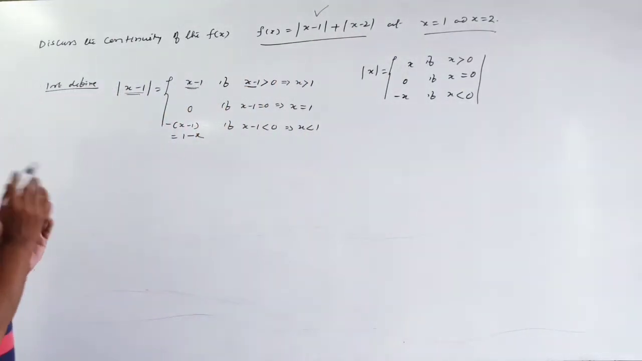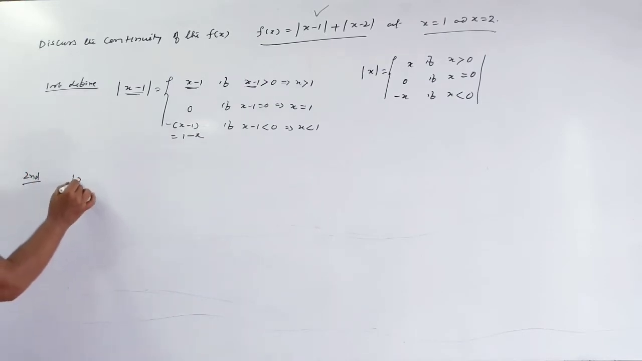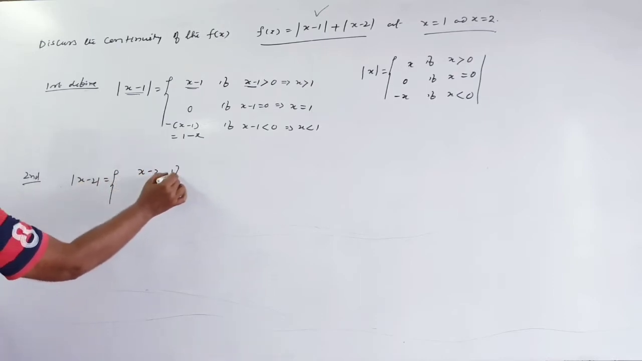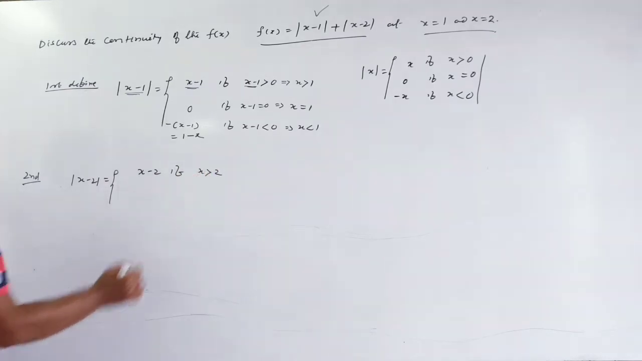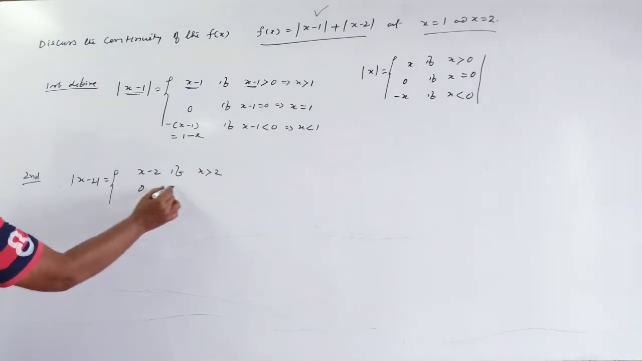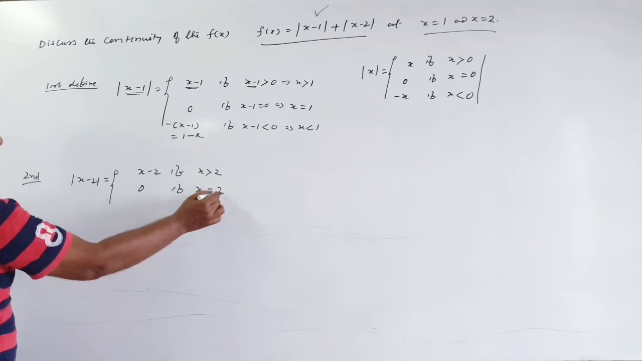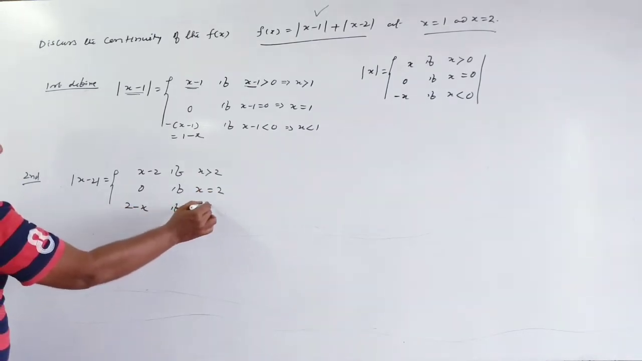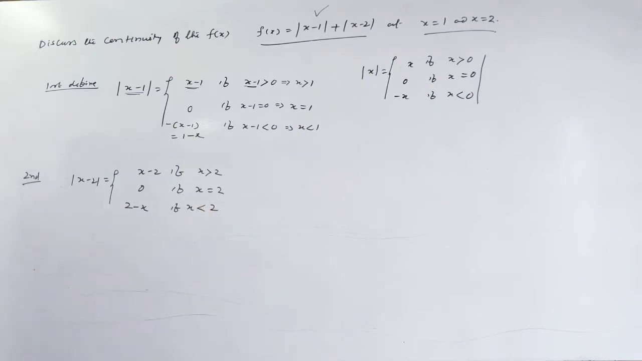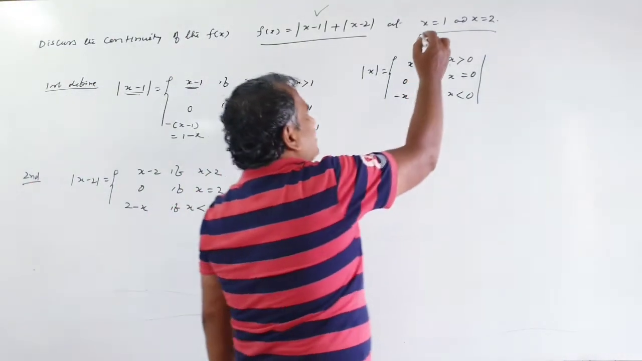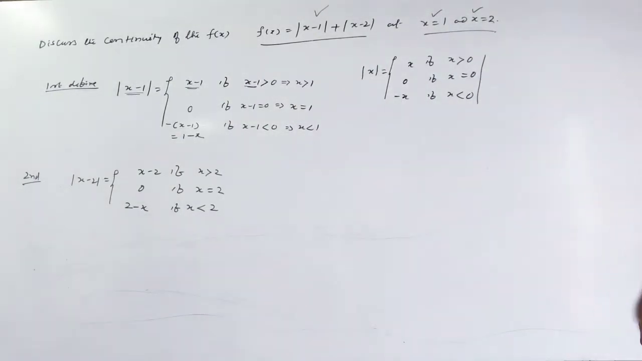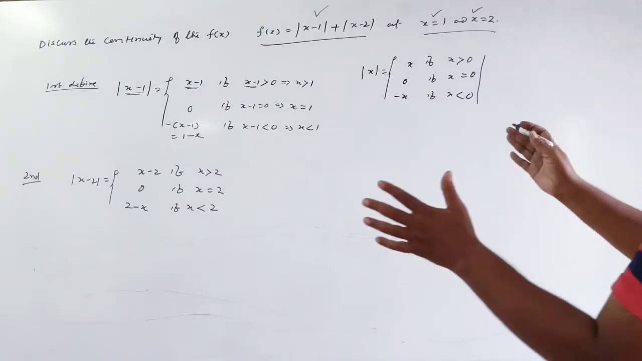Now similarly, find out the second one. Mod of x minus 2 equals x minus 2 if x is greater than 2. Okay. 0 if x equals 2, and 2 minus x if x is less than 2. Now there are 2 points, x equal to 1 and x equal to 2. So find out the value when x is less than 1 and greater than 2.